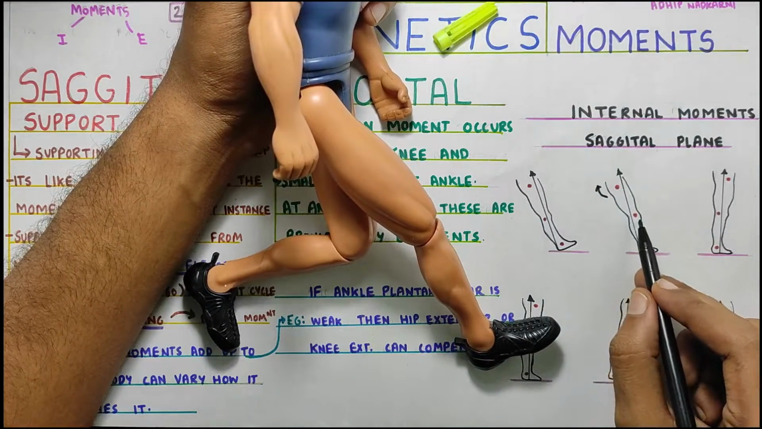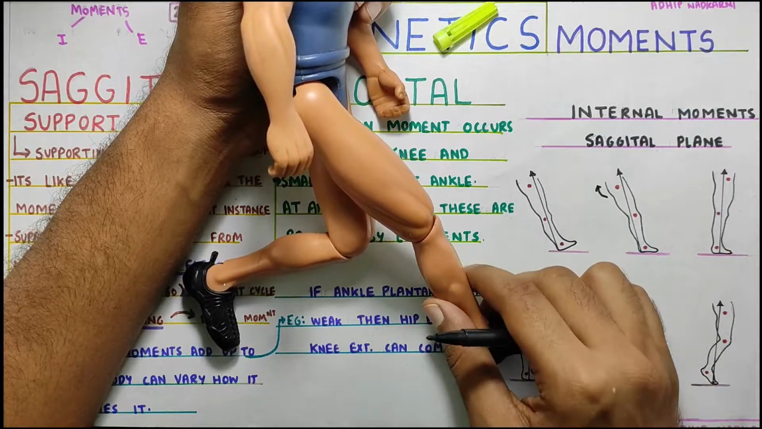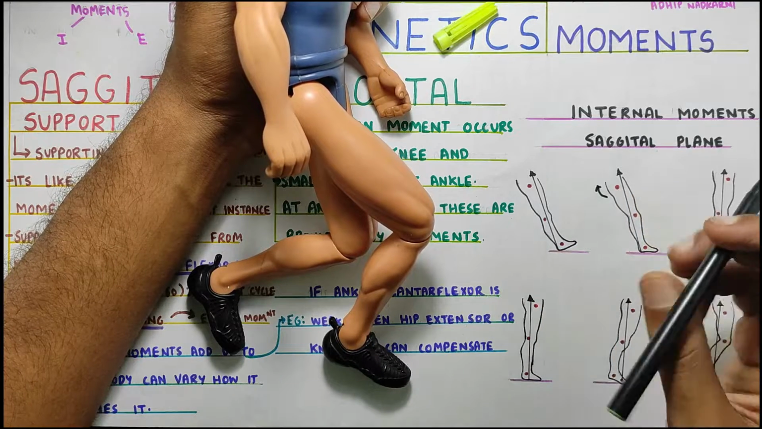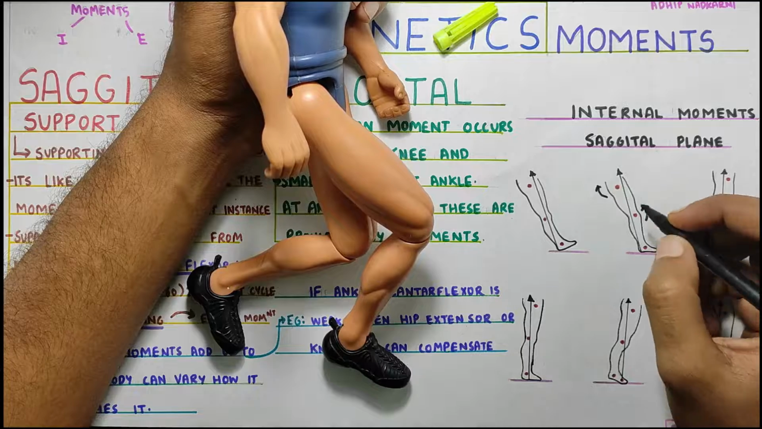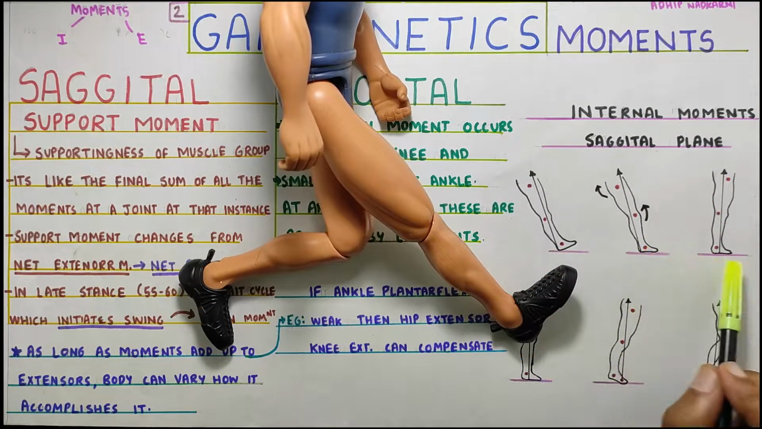Then again, if you see at the knee joint, it is behind, correct, so it wants to bend your knee, but again your extensors are working over here, the knee extensors. So over here again extension. And then if you look at the ankle over here, maybe it's posterior, but again if you see over here, it's anterior, right?